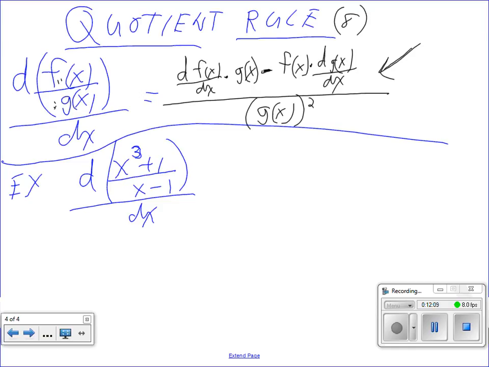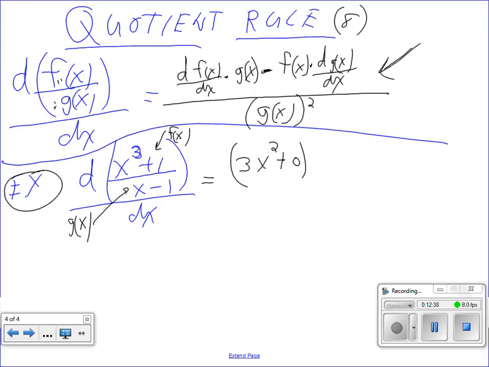Okay, in this case, here's our example. What's my numerator function here? That's f of x. Okay, this is g of x. So I start off by taking, what's the derivative of f of x? Well, I power down x cubed, right? That's going to be 3x squared plus, what's the derivative of 1? Well, that's 0. Okay, I'll still put that in there for a while. Times g of x. Well, what's g of x? That's just x minus 1.